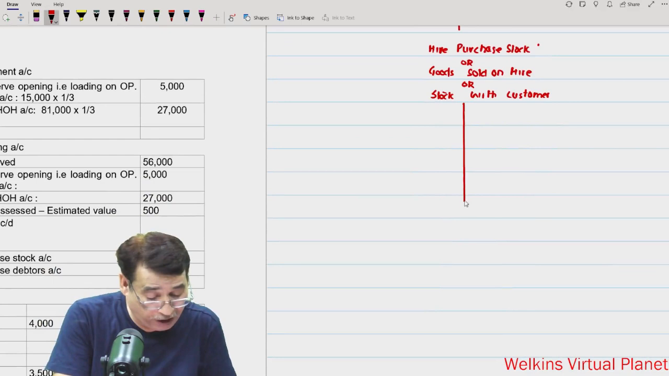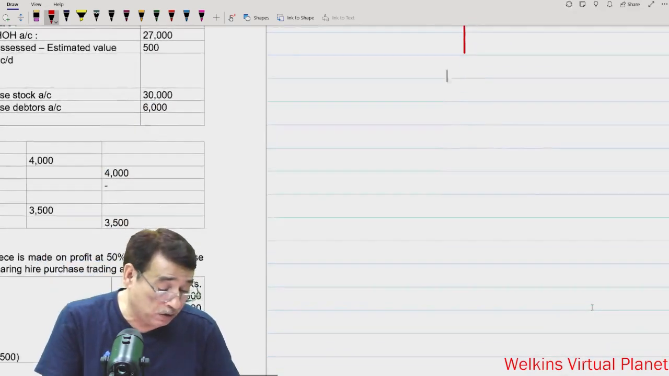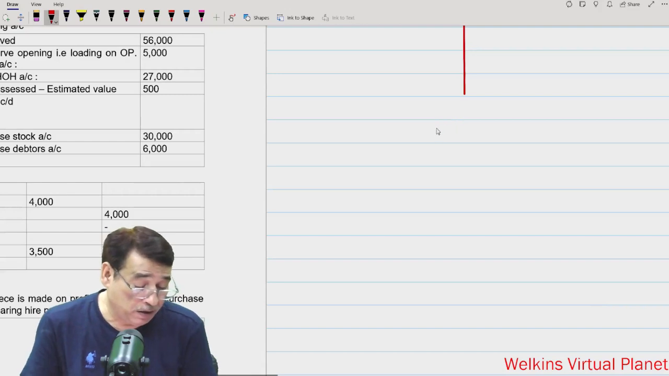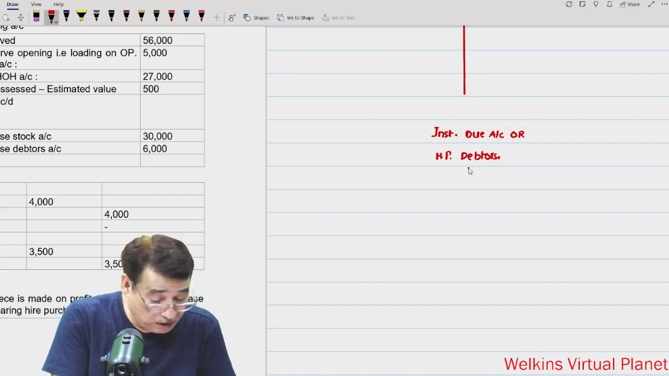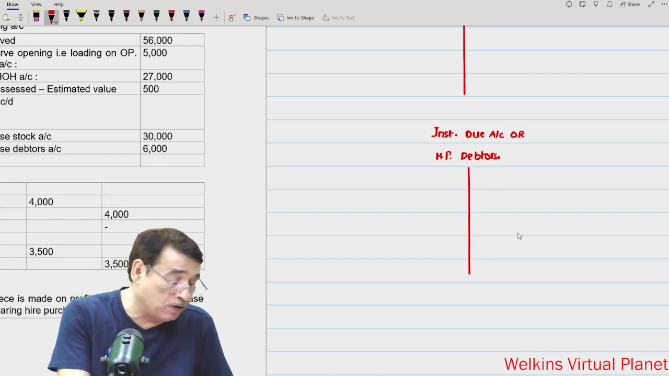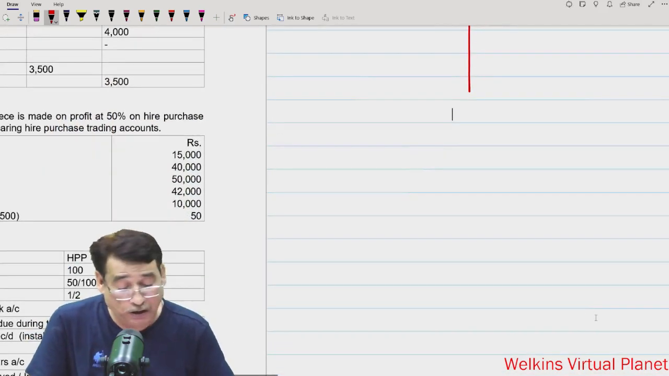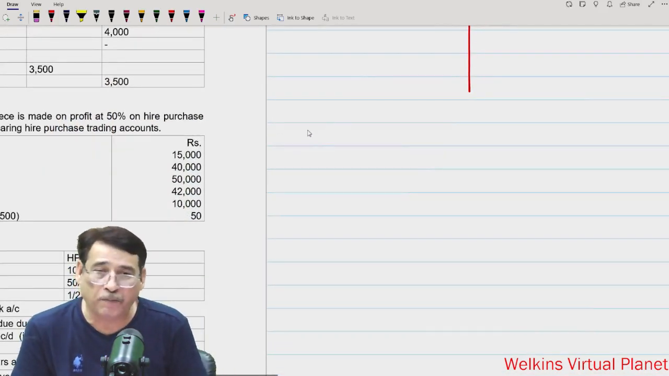Now, after having framed the hire purchase stock account, we will have to prepare the installment due account. Installment due means installment due during the year. Installment due account is also known as hire purchase debtors account. So, first of all, we will have to prepare these three accounts. Correct? Once we learn the art of preparing these three accounts, then we can solve the question through the stock and debtors system or the hire purchase trading system.